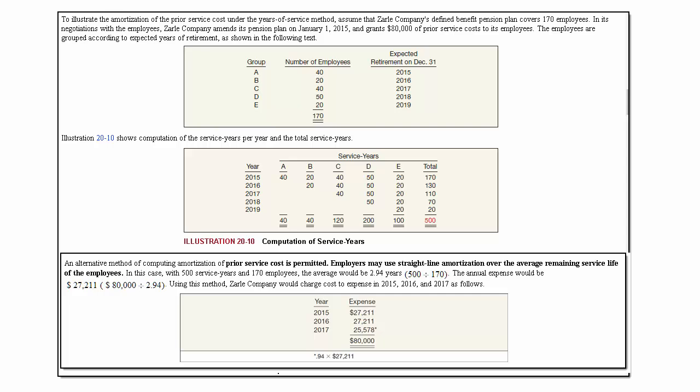One last point I want to make is that there is an alternative method of computing amortization of prior service costs that you could use. You could use the straight line amortization method. Now in this case, we've already computed 500 service years and 170 employees. So what you can do here is take the 500 service years divided by the employees, so you've got an average per service year of 2.94, and then you would simply divide the 80,000 by 2.94 to come up with the annual expense. And this method is permitted as well.